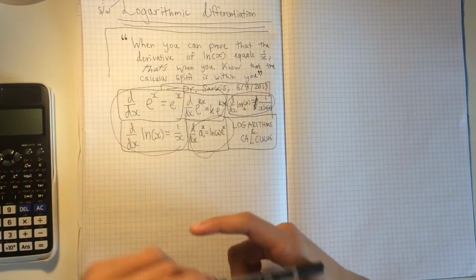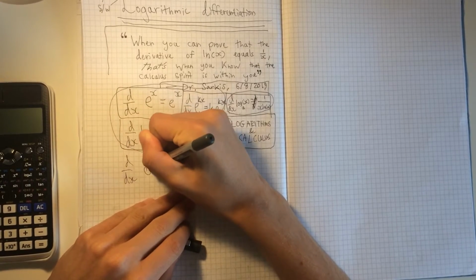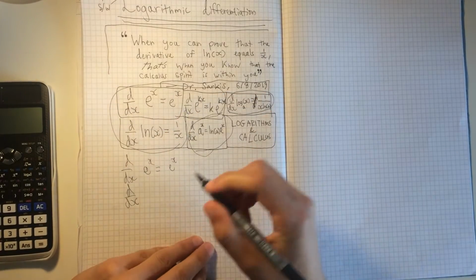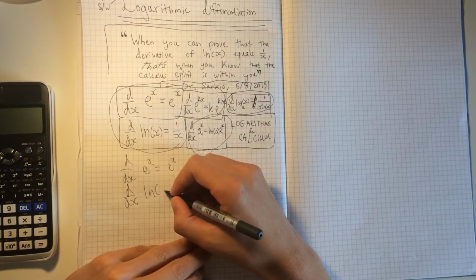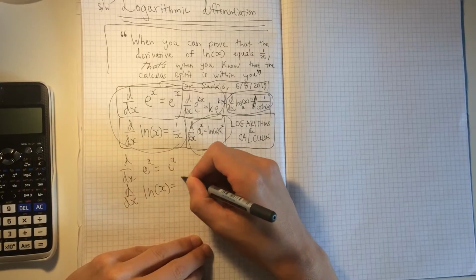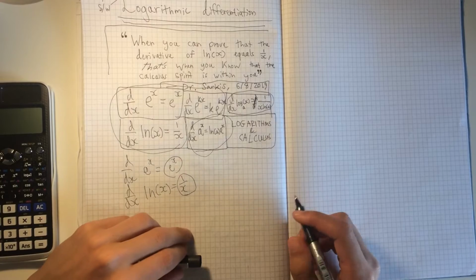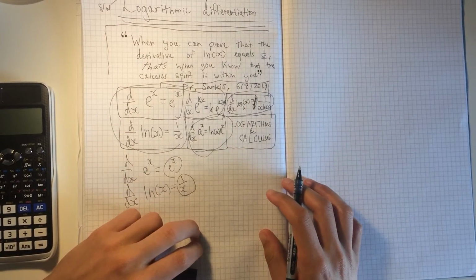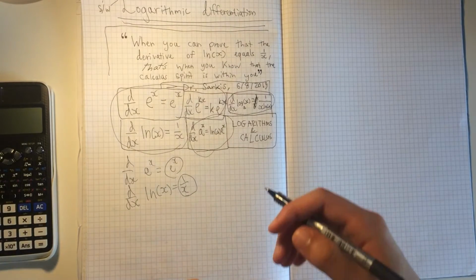So what you need to know for now is that the derivative of e to the power of x equals itself, and that the derivative of the natural logarithm of x equals 1 over x, which is very elegant. It's one of the most impressive results in calculus. But now I'm going to try and show you why this is the case, give you the intuition.